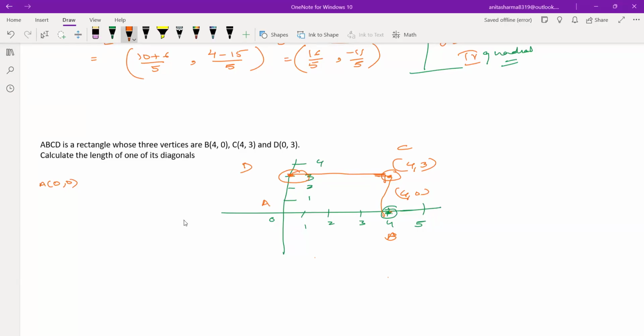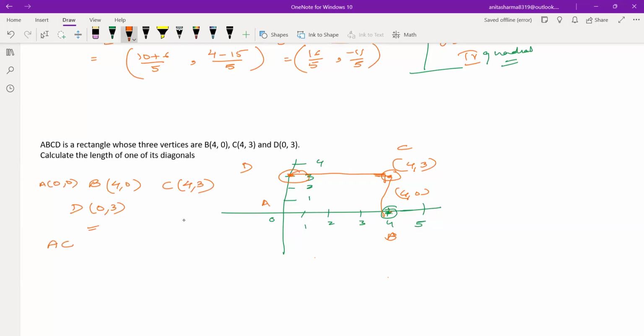Okay. So, children, this figure will be obtained after using these coordinates. Kindly find the length of one of its diagonals. You can find any diagonal, AC or BD. By this, now you can apply the distance formula. B coordinate is 4, 0. C coordinate is 4, 3. And D coordinate is 0, 3.